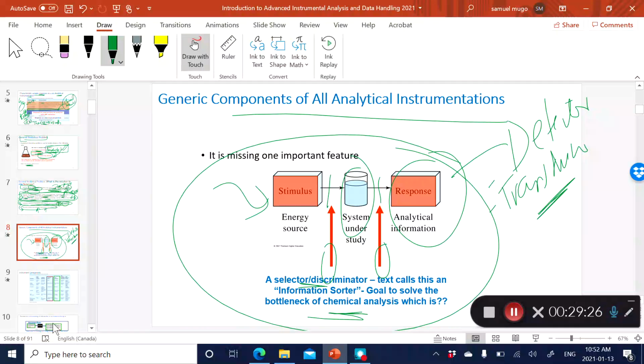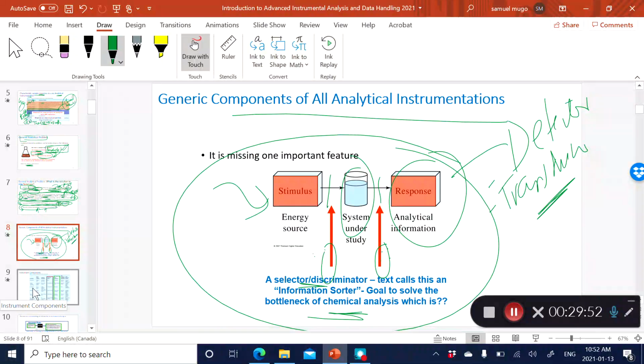This information sorter often consists of the components that increase the cost and increase the bulkiness of analytical methods. And so as analytical chemists, as we are trying to push towards miniaturized devices, these information sorters are actually the problem that we need to address.